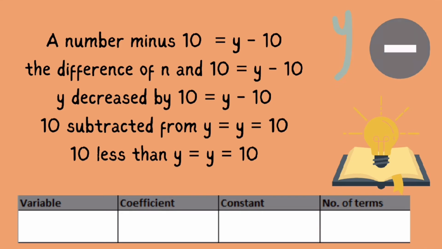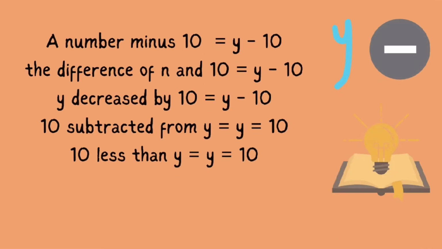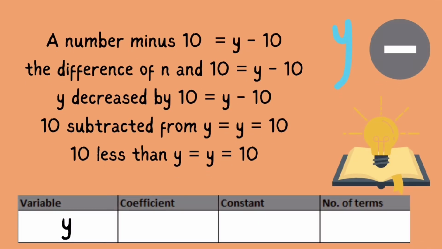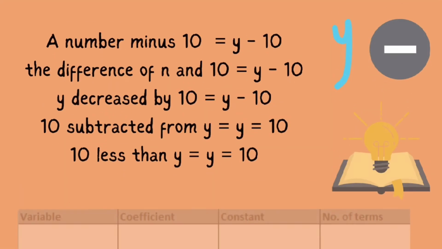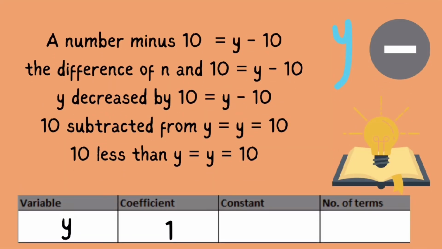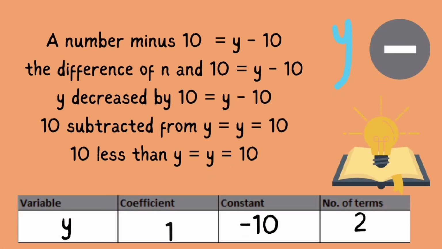Now let's identify the variable here. Again, our variable is the letter Y. And now let's take a look at the coefficient. Since there is no number before our variable here, the coefficient here is 1. Next one is the constant. The constant here is negative 10. Now let us count the number of terms. We have here a minus that separates the terms. So we have Y and 10. So that is 2 terms.